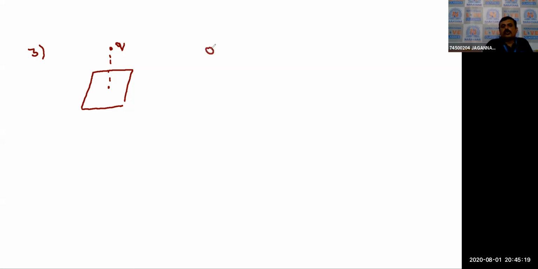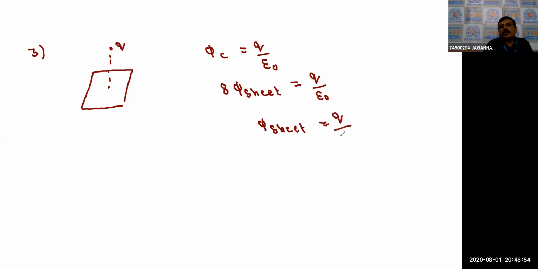So the total flux through the cube, how much do we get here? The total flux through the cube is Q by epsilon naught. But this cube is formed from six plane sheets, and the total is equal to Q by epsilon naught. So the electric flux through one sheet is nothing but Q by 6 epsilon naught.